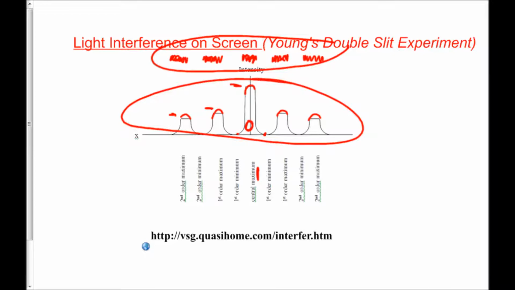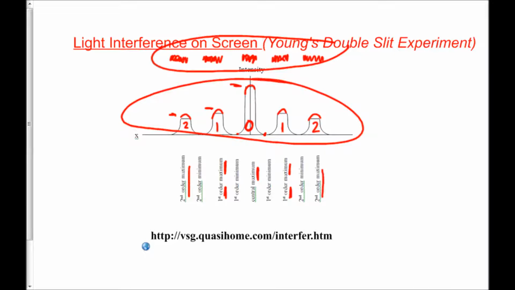I'm going to label it with the number 0. The next bright spot to the right and to the left of it we'll call the first order maximum. We're going to label them both with the number 1. The second order maximum, we're going to label with the number 2.